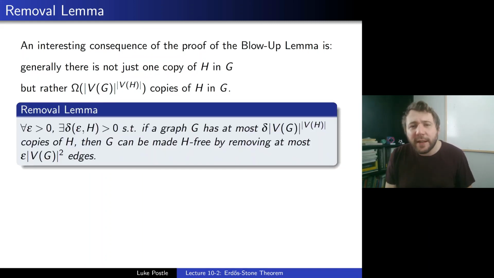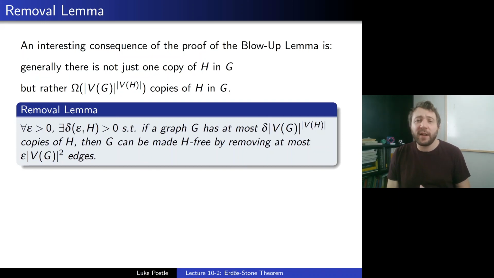A different way to say that more formally is what's called the removal lemma. It says that for every epsilon greater than 0, there exists a delta(epsilon, H) greater than 0, such that if a graph G has at most delta V(G)^V(H) copies of H, then G can be made H-free by removing at most epsilon V(G)^2 edges. So this is really nice.